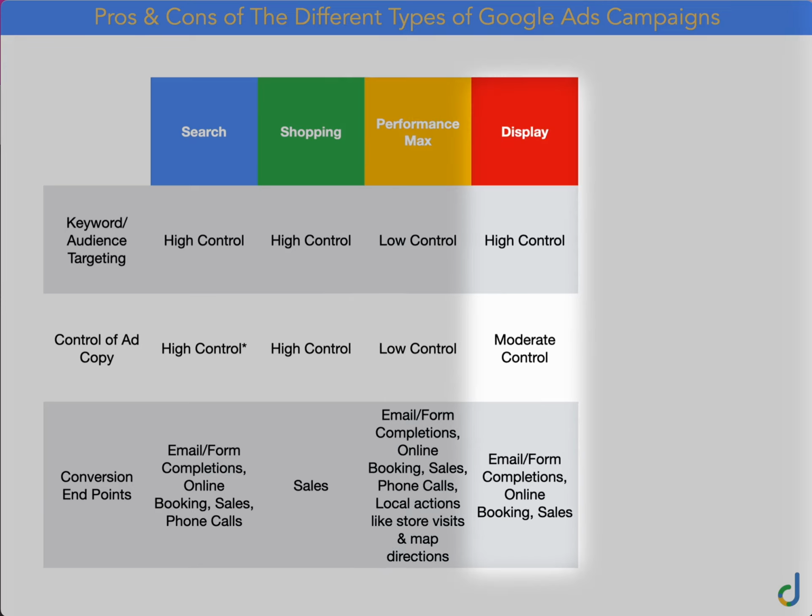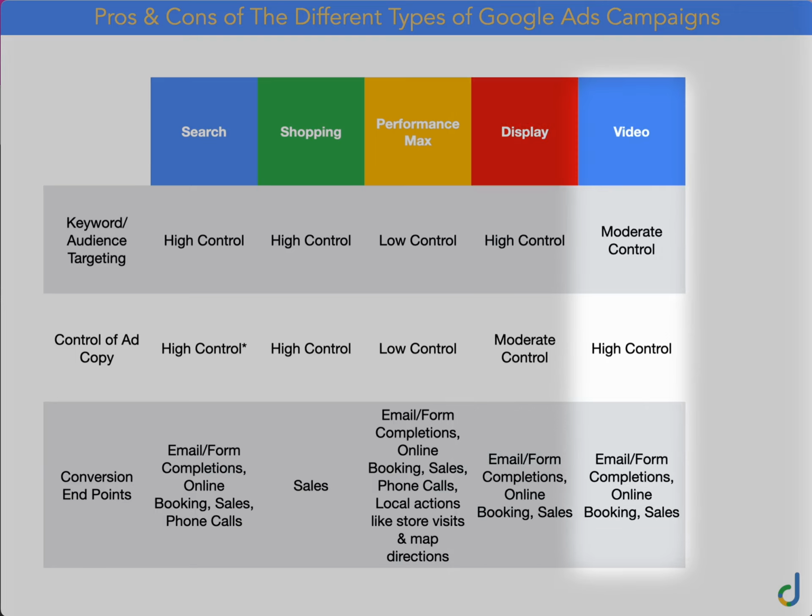Display campaigns, you've got a high level of control. Now, you do have options for display to really open up to wide targeting where Google takes more control, but you can also do really targeted display campaigns where you're saying, I only want this to go to people who have been on our website in the last 30 days. And you've got moderate control over the ad copy. Google is trying to move to more responsive ads where they create them for you. But at this stage, you can still control it.